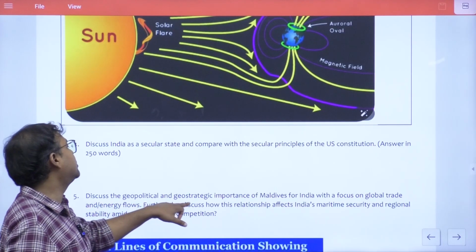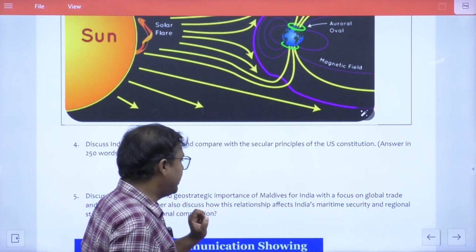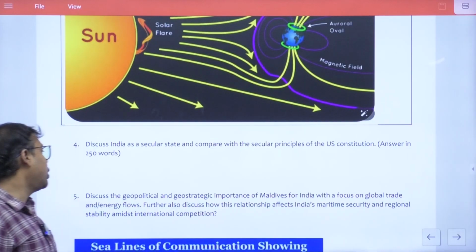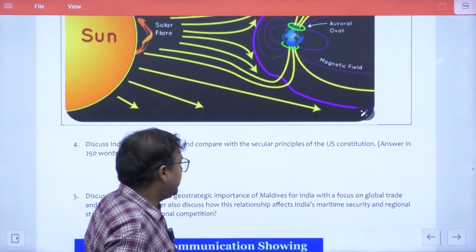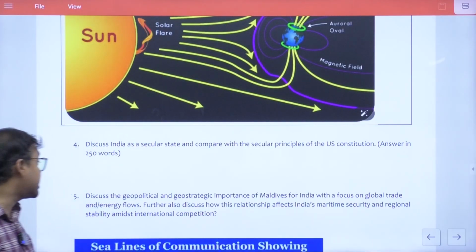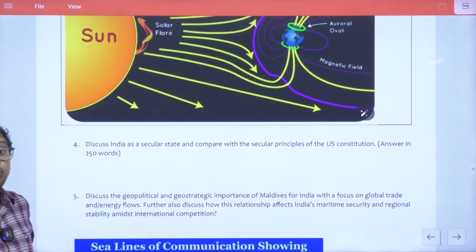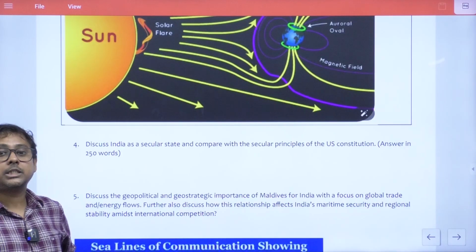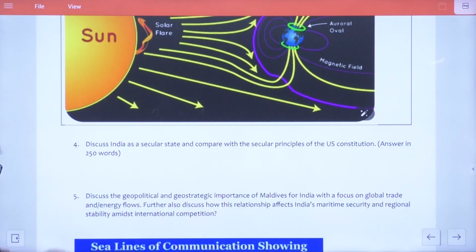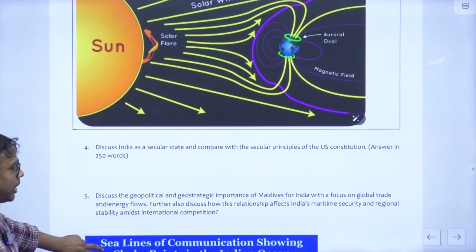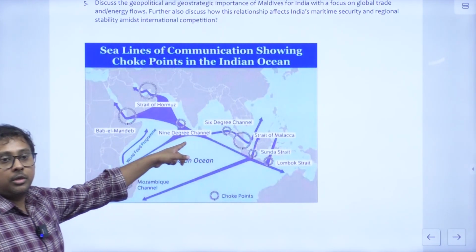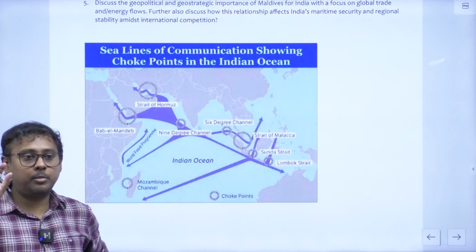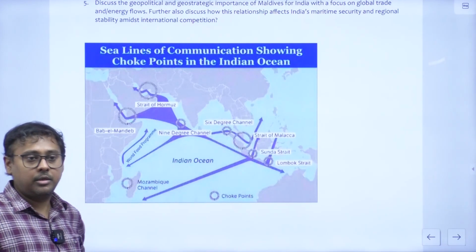Discuss the geopolitical and geostrategic importance of Maldives for India with a focus on global trade and energy flows. Further, also discuss how this relationship affects India's maritime security and regional stability amidst international competition. So, what kind of diagrams? So here, this is what I need you to do. Like here, Maldives is not categorically shown. So SLOC, you have heard about this? Is a technical term. SLOC, right? You have heard about this term.